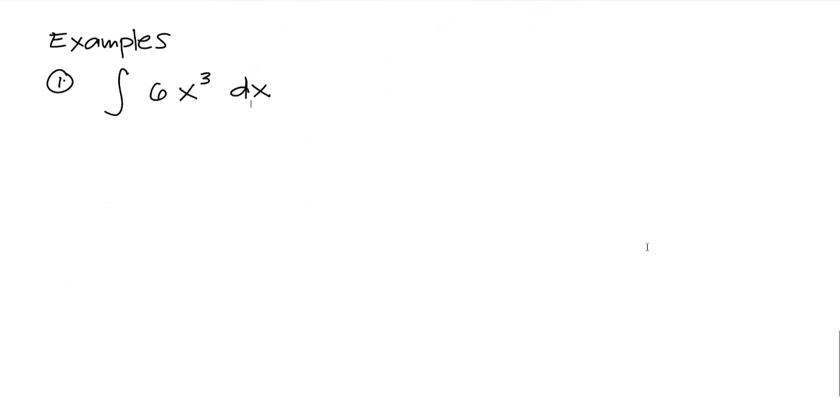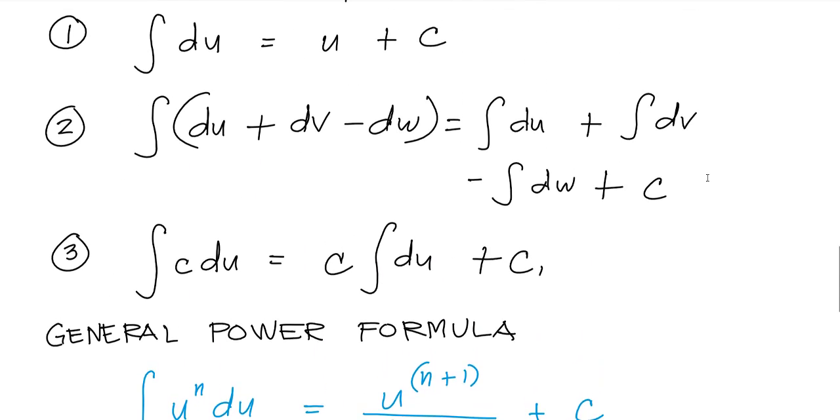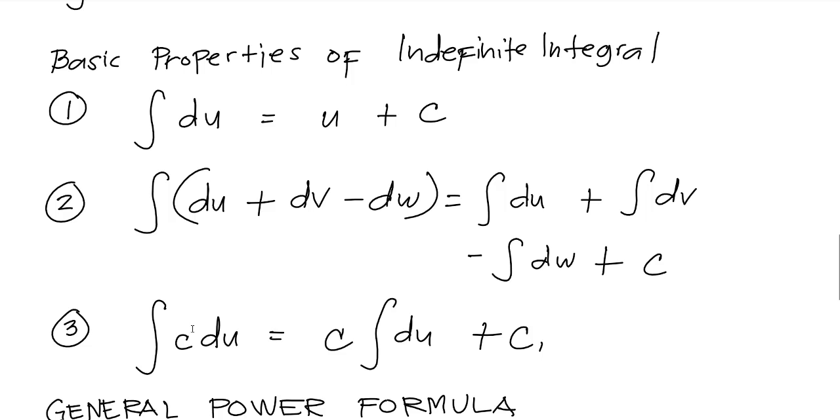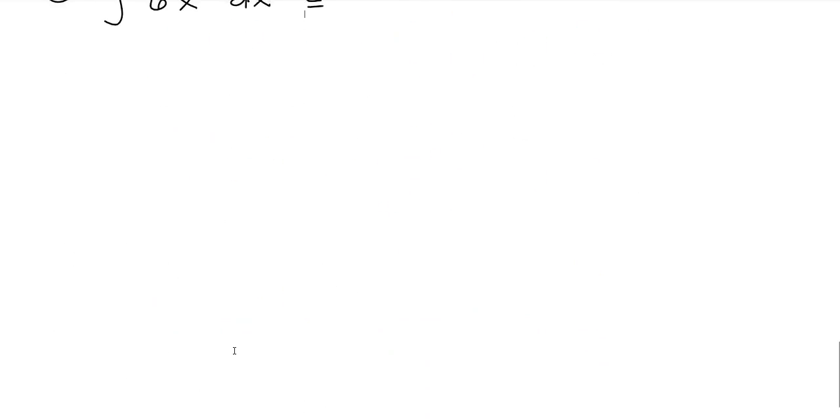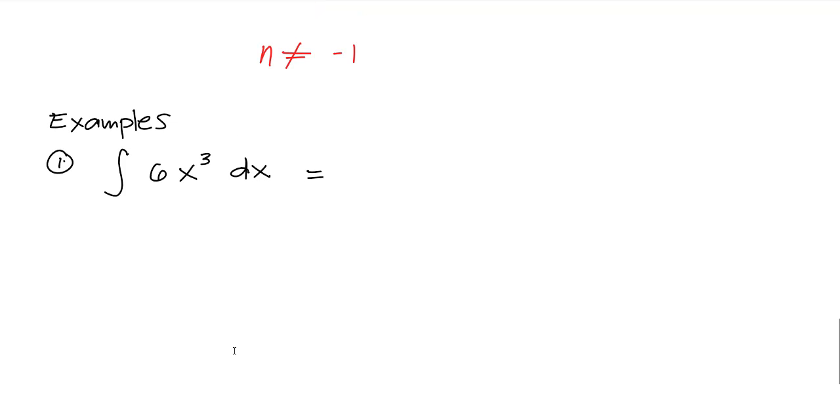For this one, we will go back to the properties of the indefinite integral. If you have a constant beside your function, you just factor it out. So this can be written as 6 integral of x raised to 3 dx.